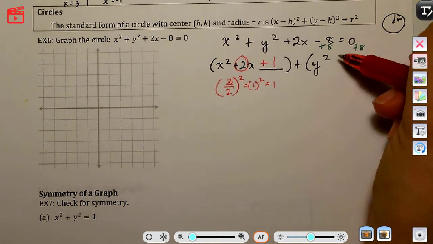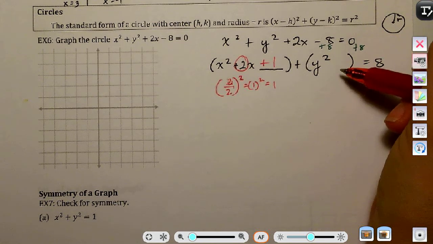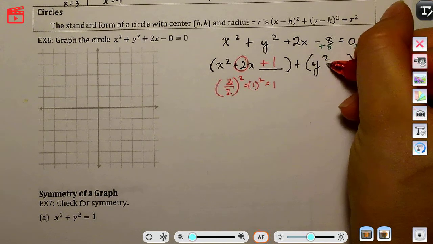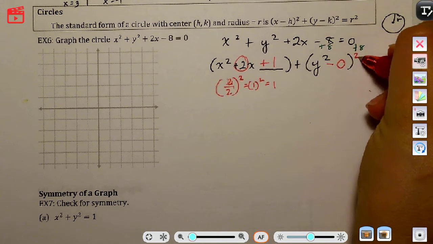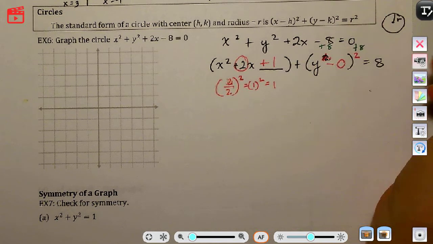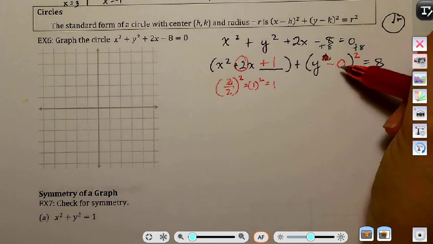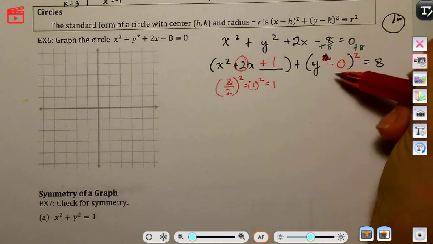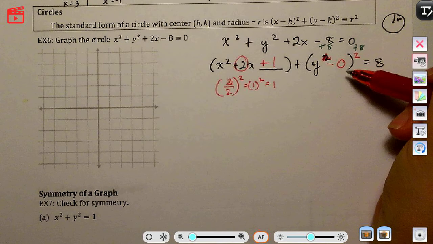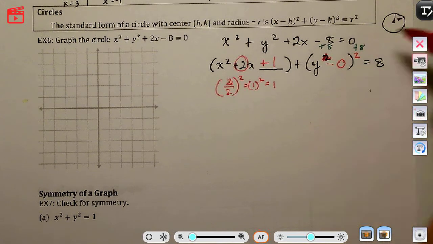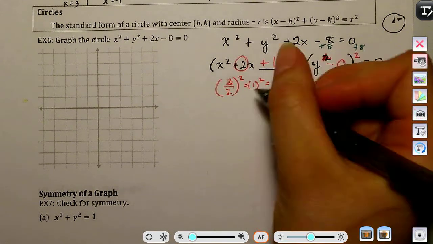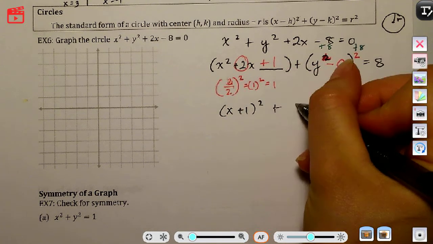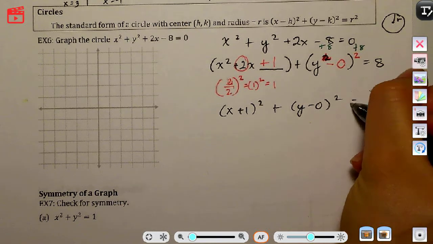Now this is interesting here. There is no b value. But technically, we can just be sneaky and rewrite this as (y minus 0) squared and move that out. Okay. So you could check, y minus 0 would be y, and then squared would be y squared. So it's a sneaky way of putting our equation into the right form. All right, let's go ahead. Factoring that, that's going to come out to (x plus 1) squared plus (y minus 0) squared equals 8.